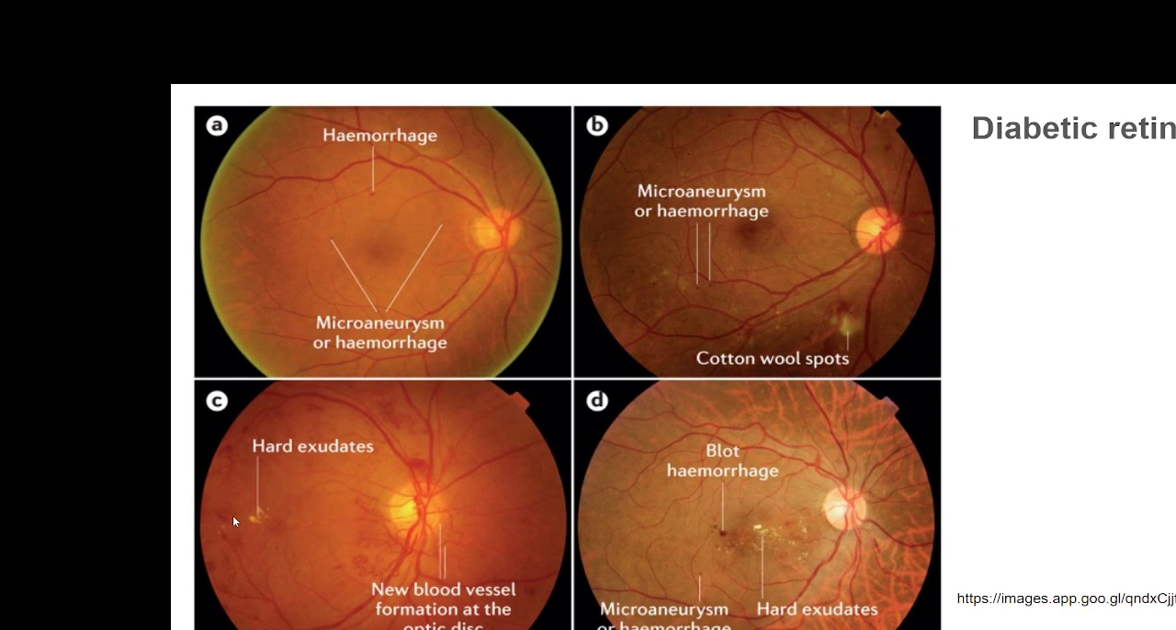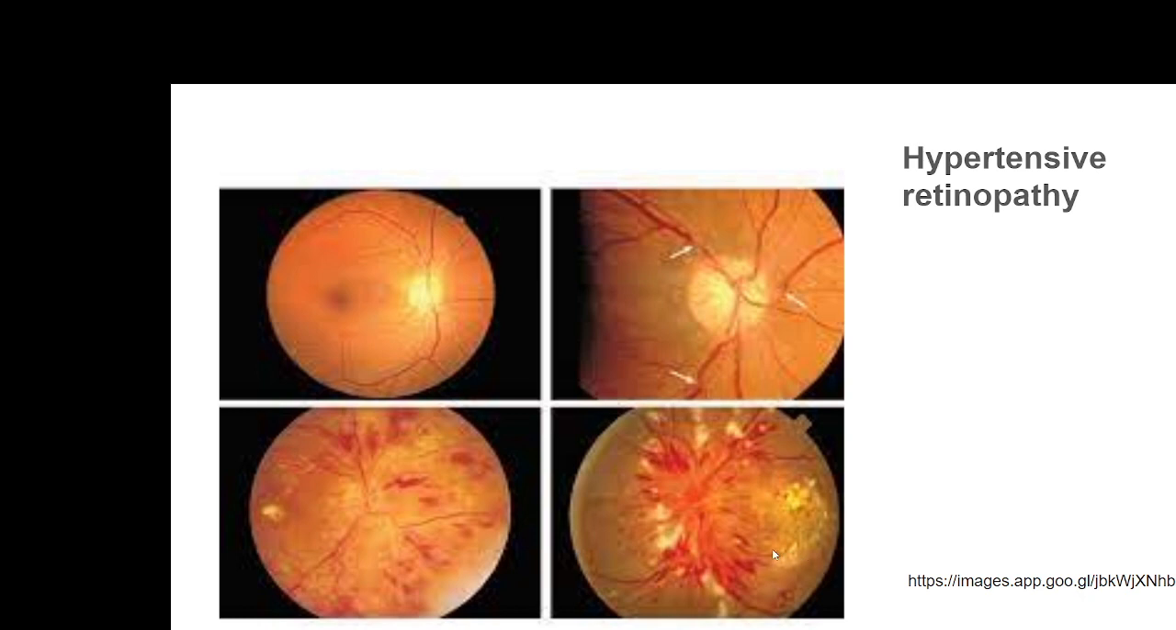When thick hard exudates and new blood vessels are formed, that's usually the third stage. And when there is a spot of blocked hemorrhage, where the hemorrhage has become blackish due to the deposition, aneurysms with the hemorrhage and multiple hard exudates, that's usually considered the fourth stage.